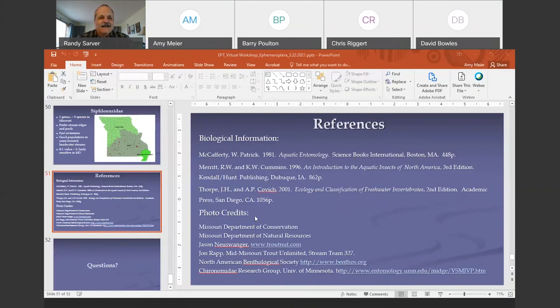Yes, the answer is yes. You have to live with the level you can identify to. Even in Stream Team, we're talking order, just mayflies, period. Here, we're even having problems at the family level with that biotic index study, because we're having to go with averages. But we're kind of going with the overall pollution tolerance or sensitivity.